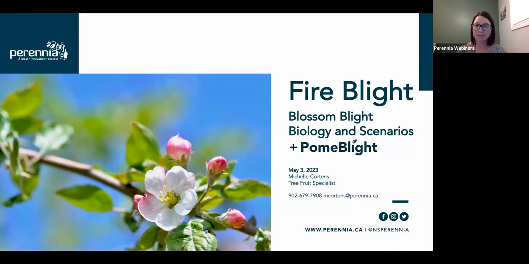So today I'm going to be going into some really good detail on fire blight and focusing on the blossom blight phase. And I'm going to do that by going through the biology and then tying that into some modeling scenarios.